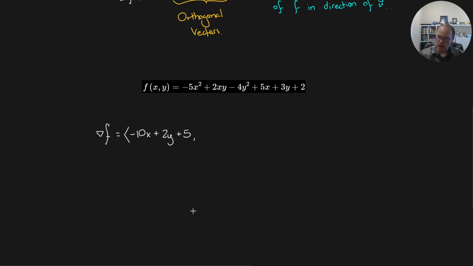Now I look at the next partial derivative, with respect to variable y. Derivative of negative 5x squared with respect to y is 0. Derivative of 2xy is 2x. Derivative of negative 4y squared is negative 8y. Derivative of 5x is 0. Derivative of 3y is 3. And derivative of 2 is 0. So there's the gradient of f.